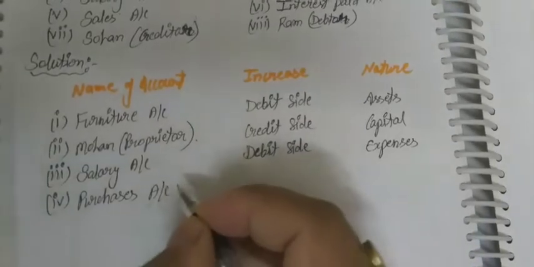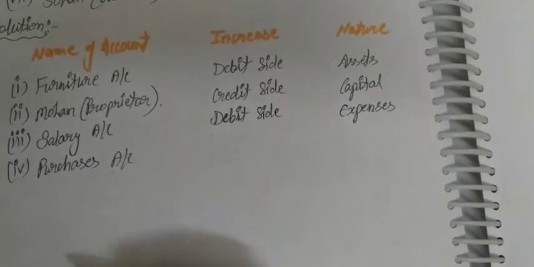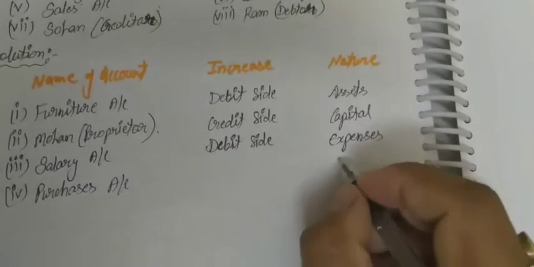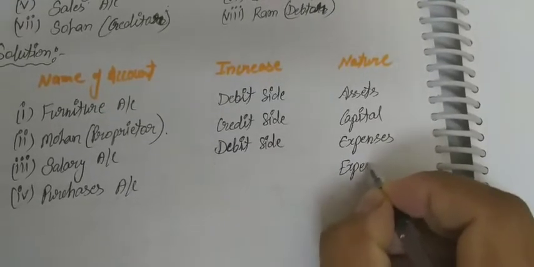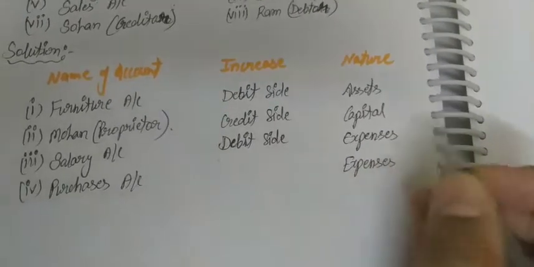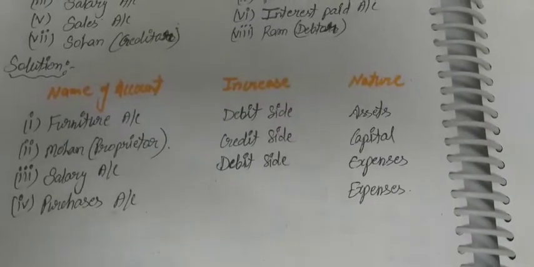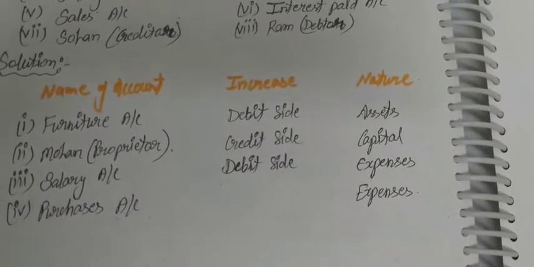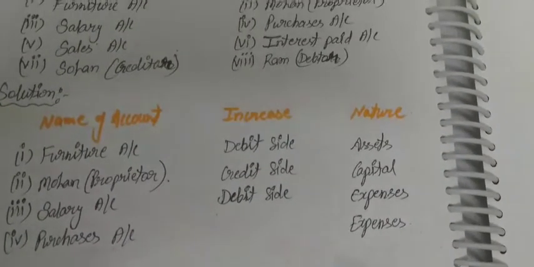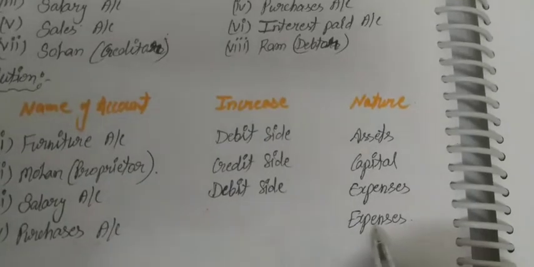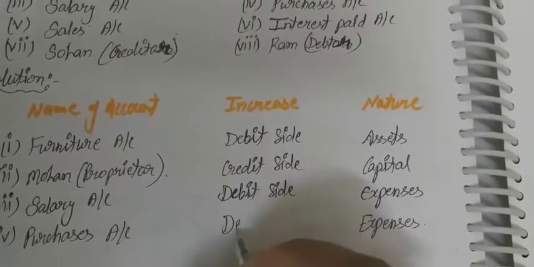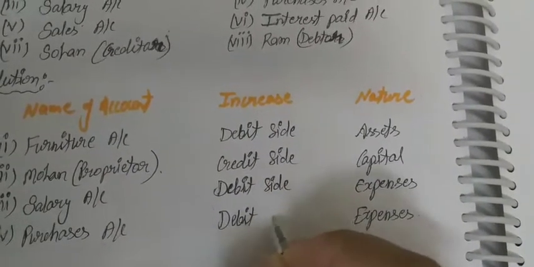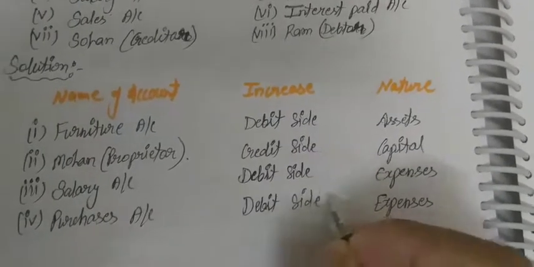Purchases account, this is also expenses for the business, because we are purchasing those goods in which we have to do the business. That is a stock for the business. So that's why it is expenses, and if it is expenses, always debit side increase.